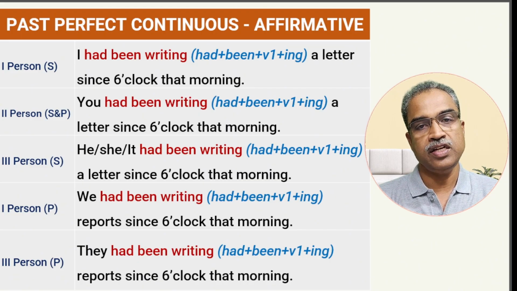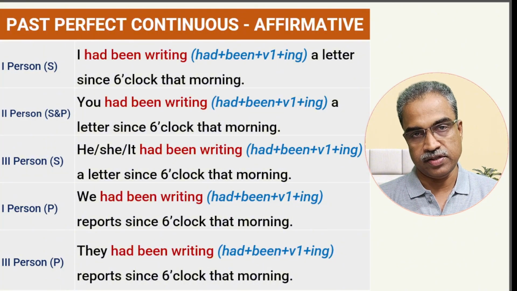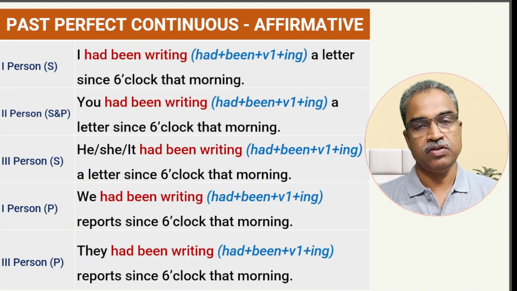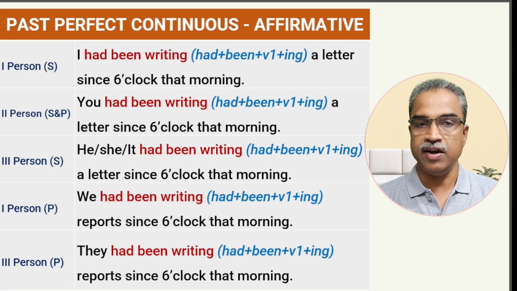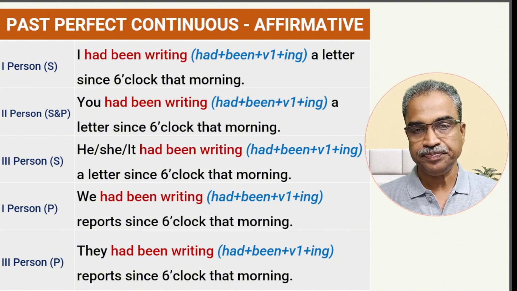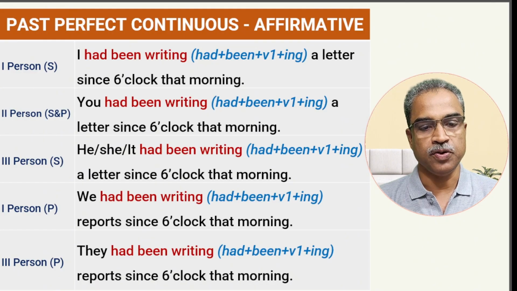Then he, she, it had. There is no change. In the present perfect, it was has, third person singulars. Now this is past. So the past tense of have and has both is had here. So we continue with had. So it's easy for us. So he had been writing a letter. She had been writing a letter. It had been writing a letter. That will be the format here. It's very clear, I hope so.